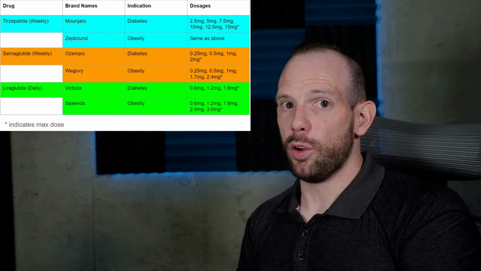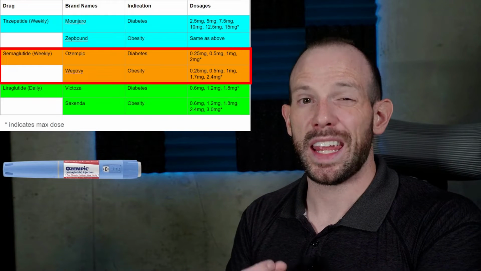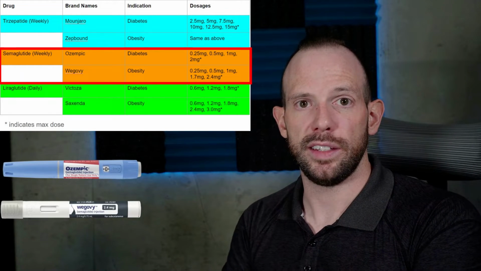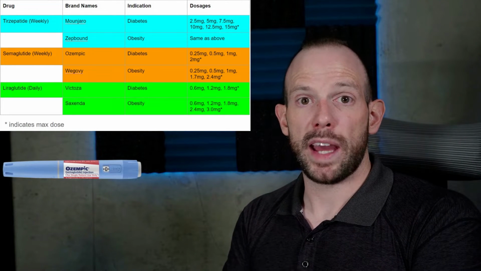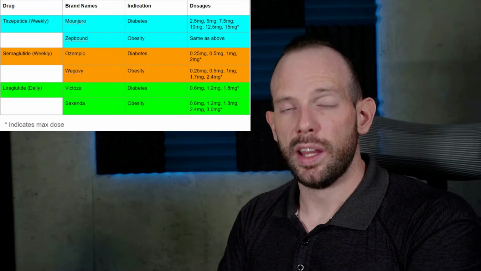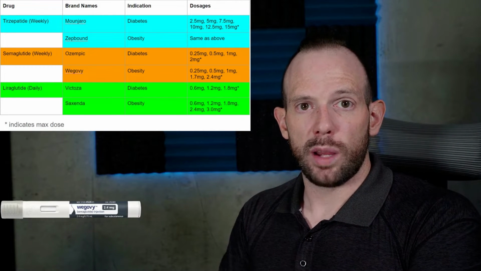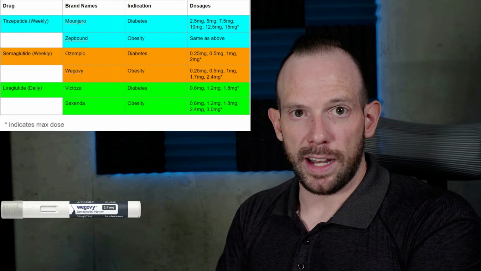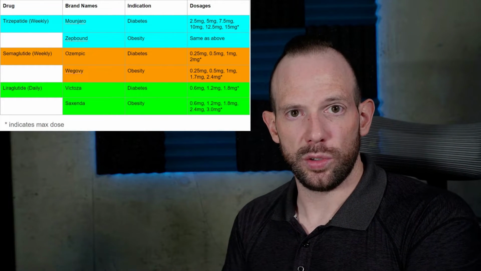Next up, we have the orange, which is semaglutide. Semaglutide is found in Ozempic and Wegovy. Again, the difference between them is that Ozempic is used up to a max dose of 2 milligrams once per week for diabetes management only, whereas Wegovy is used up to a maximum dose of 2.4 milligrams once per week for obesity management. So there are slight differences not only in the pens but also in the dosages.